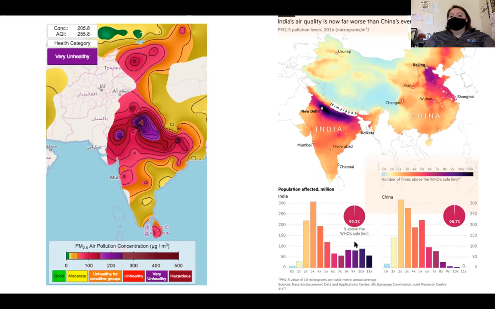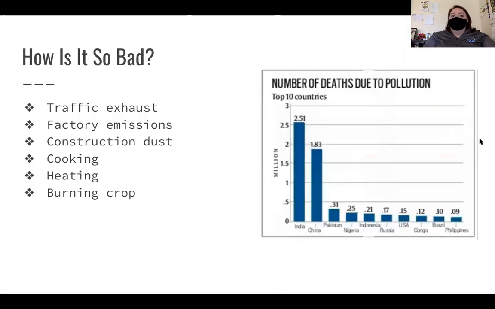In terms of population effected, the WHO has estimated that 99.3% of India's air quality is above the safe limit, meaning that it is unsafe, okay? 99.3% of all of the air quality in all of India is above the WHO's safe limit versus 98.7% in China, okay? So the air quality has declined exponentially over the years. So how did it get there? Why is it so bad? How is it so bad, okay?